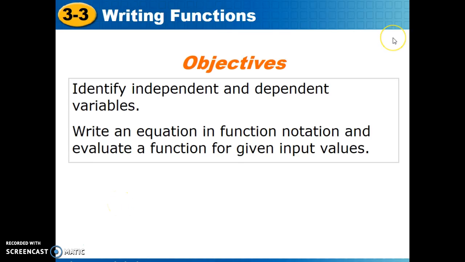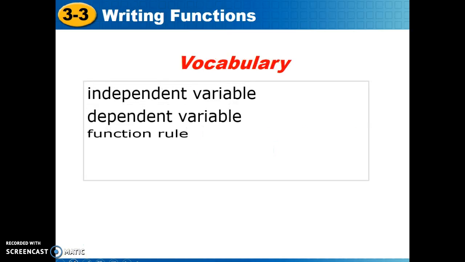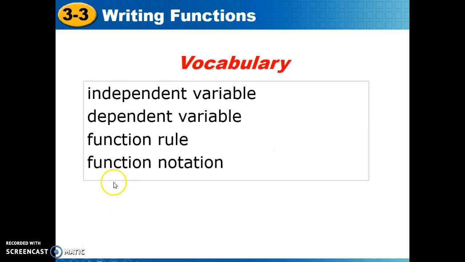That's funny stuff. Okay, so what we're going to do today, our objectives are on the screen. We're going to identify independent and dependent variables, and we're going to write equations in function notation. Function notation, that's good for the notes, and evaluate a function for a given input value. We've talked a lot about input and output, and we're going to be discussing those as though they were our brand new lingo.